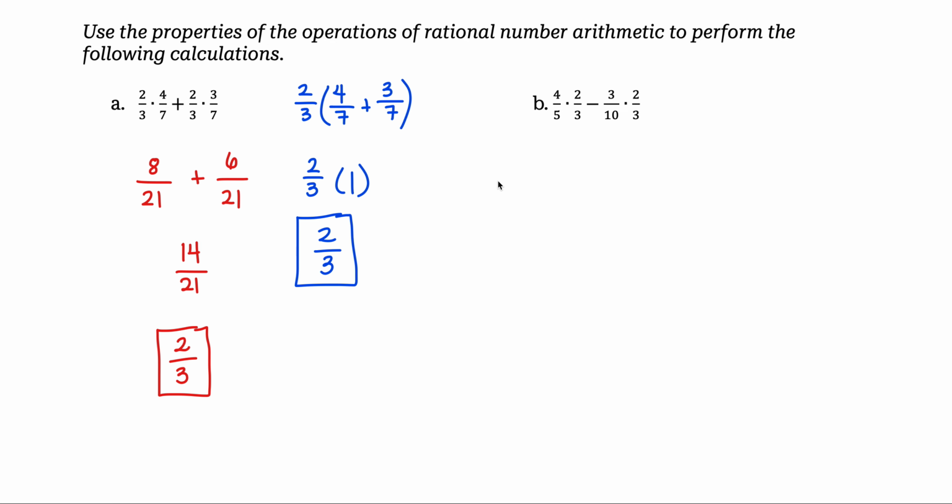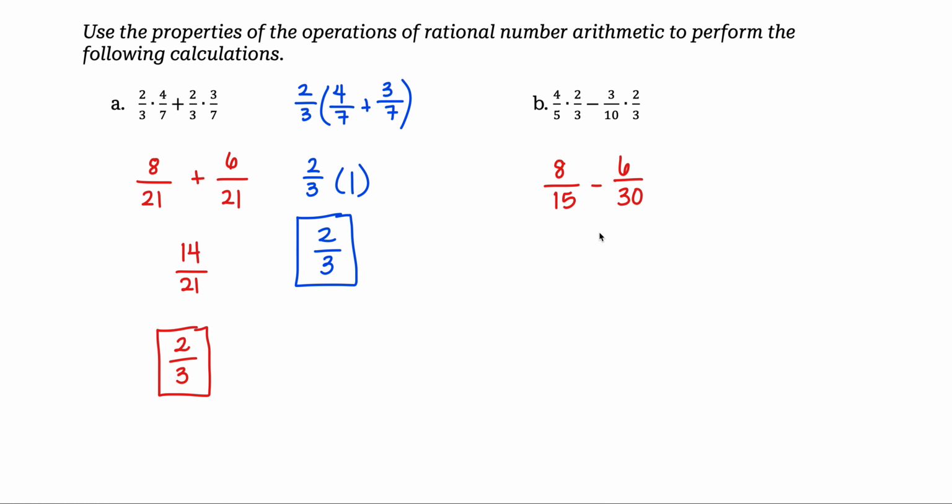We have 4/5 times 2/3 minus 3/10 times 2/3. So I'm going to start by multiplying and then subtracting. So I'm going to have 8/15 minus 6/30. With my first fraction, 8/15, I don't have the same denominator as that second fraction, so we need to do a little bit of work here.